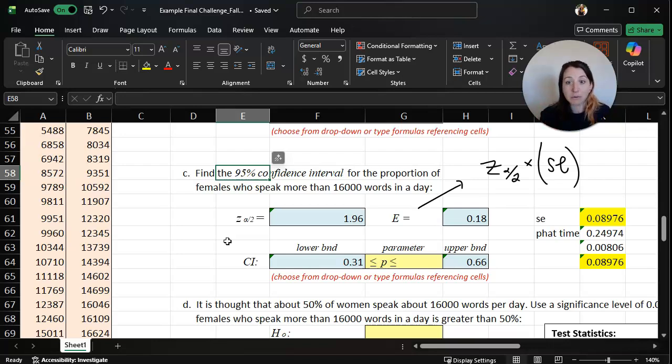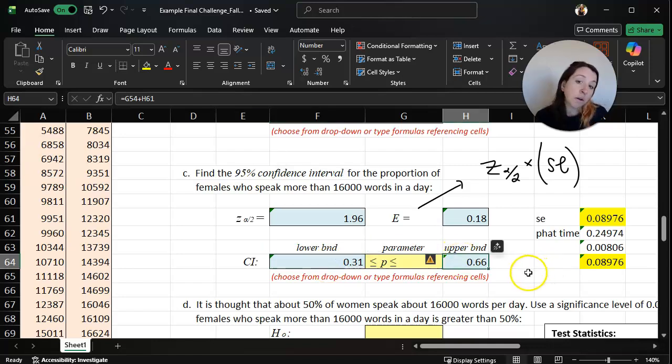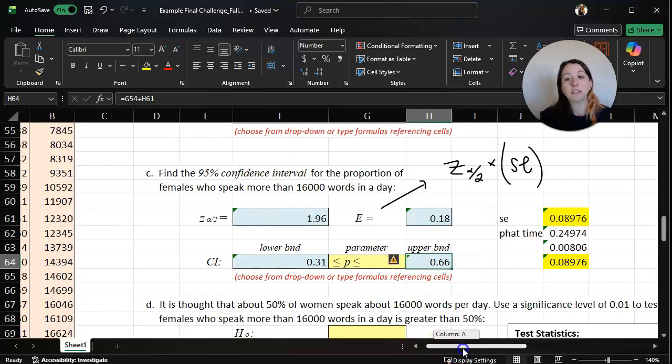Okay, and as an interpretation here, what we're saying is we are 95% confident that the true value of the population proportion of women, or people who identify as women, speaks more than 16,000 words per day, falls between 0.31 and 0.66, meaning between 31% and 66% of women. And that's what our confidence interval is.